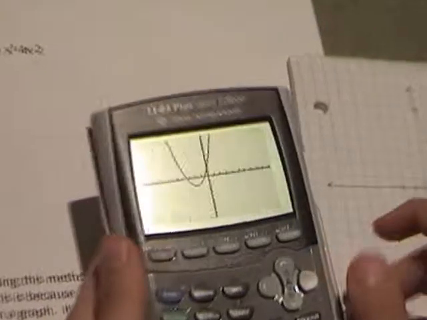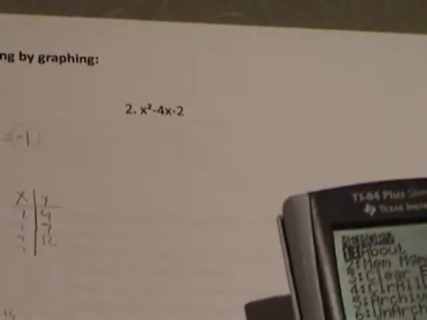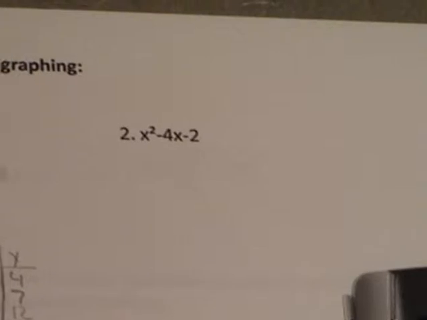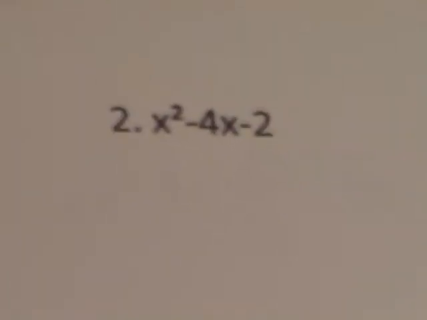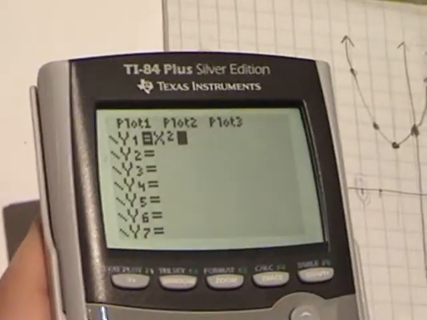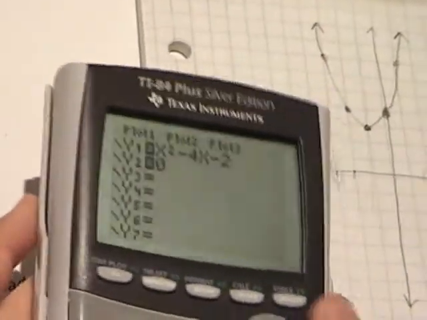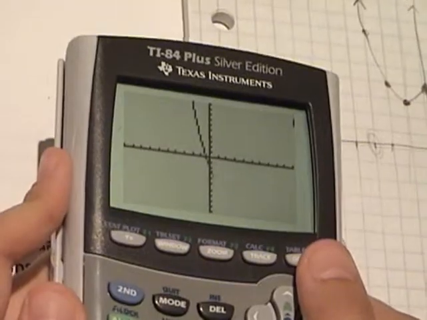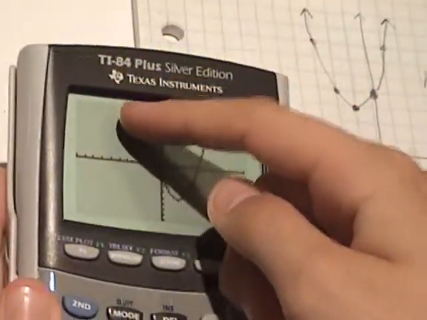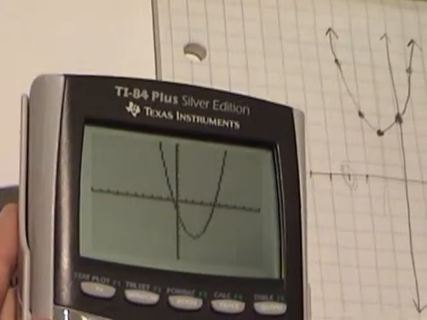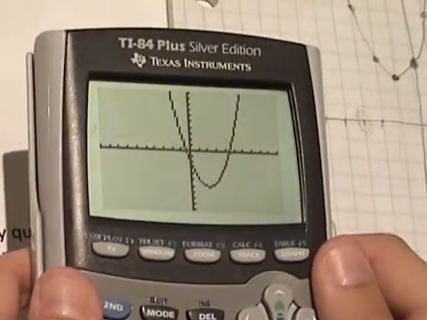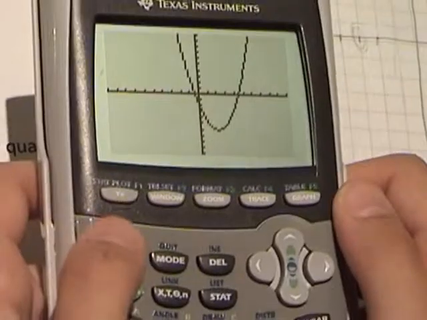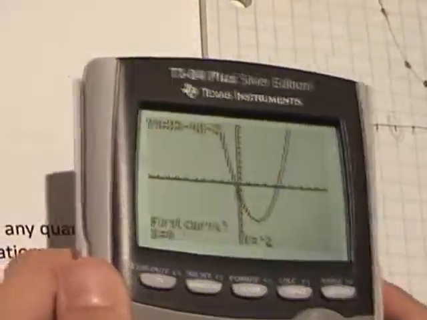Now for number 2, we're going to do it on the calculator. I'm going to clear the memory. Now, y equals x squared minus 4x minus 2. On the next line, y equals 0. Graph. You can already see here that it meets the x-axis. We just don't know where at this point. So now, second trace, 5.